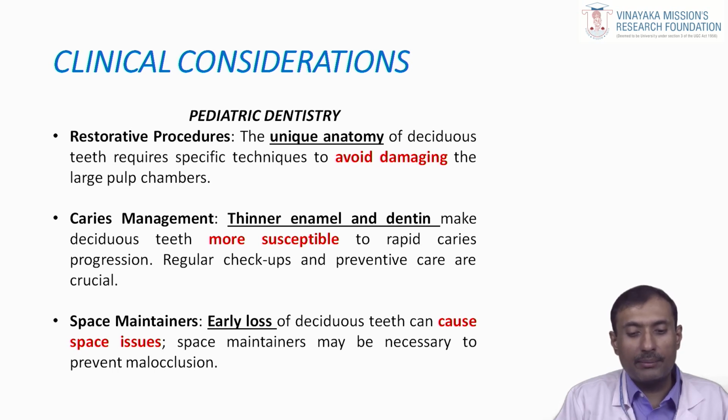Next important point, as I mentioned, what are the functions of these deciduous teeth? They act as placeholders. They prevent the inherent movement of the teeth, thereby closing the space due to loss of deciduous teeth. So early loss must be prevented, and if at all a loss of a tooth occurs, we must take measures to maintain that space by using space maintainers.